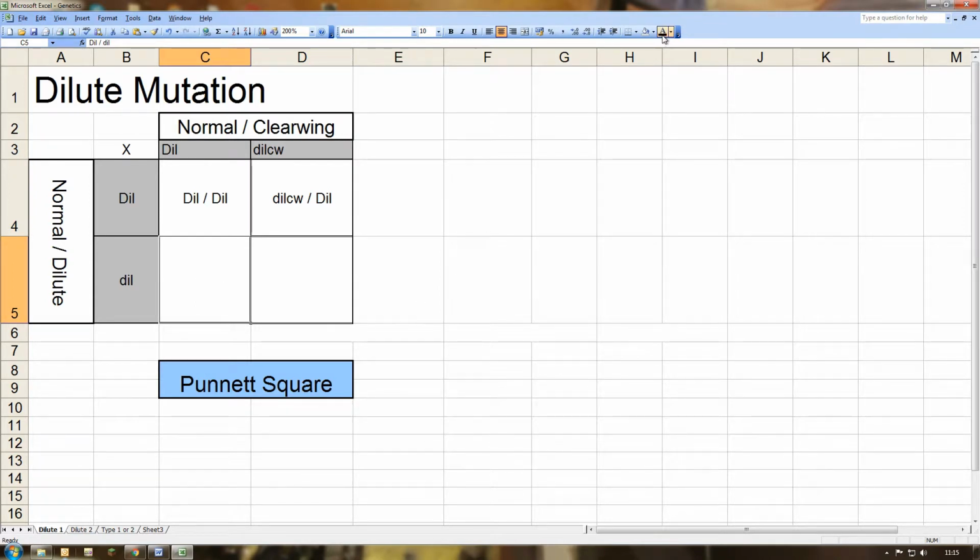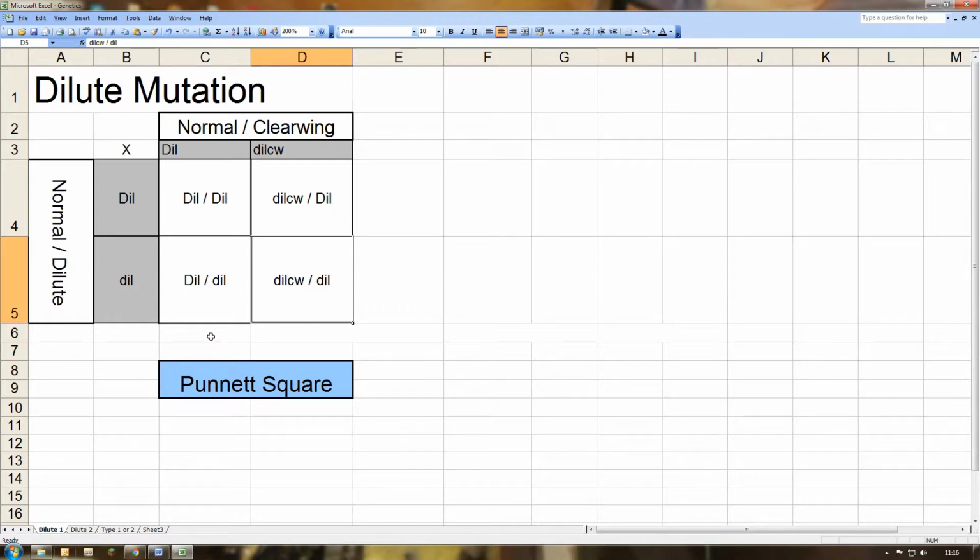The bottom square here, once again we're going to have the non-mutated wild type gene, and this time though it will also inherit one of the mutated dilute genes, and this one here will be a dilute clear wing mutation, and it also inherits the mutated dilute gene. So what would that mean in terms of our expected outcomes then?